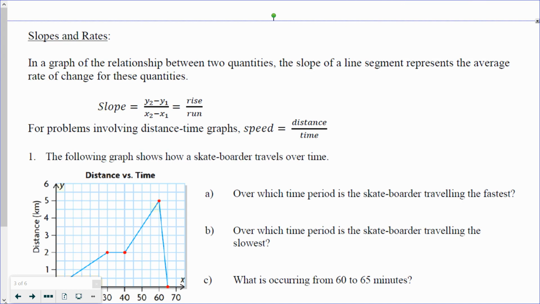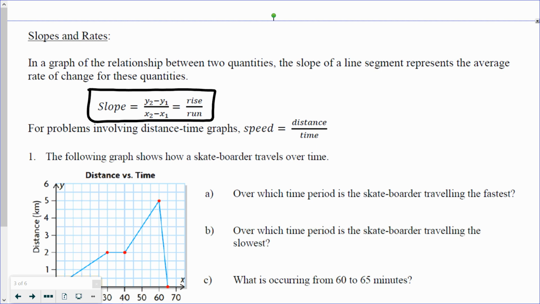So slopes and rates. So slope was a big thing in Math 10C that you would have looked at, and probably in any physics course that you've looked at before as well, so even Science 10 physics. So in a graph of the relationship between two quantities, the slope of a line segment, so slope is kind of saying how steep is the line, represents the average rate of change for these quantities. So this is your formula, or what slope actually is.